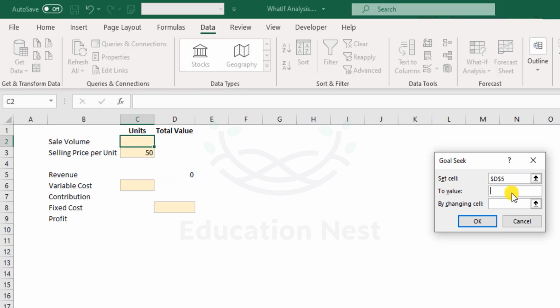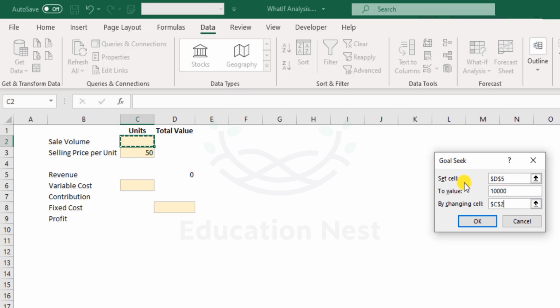I want this value to be at 10,000. Now, the third component is by changing with cell. That means of the three cells that are over here for calculating your total revenue, which cell would you like to change to get the desired result? So I say by changing the sale volume.